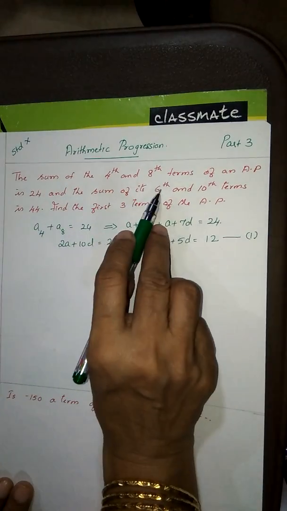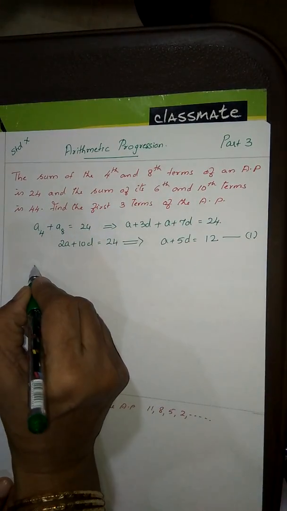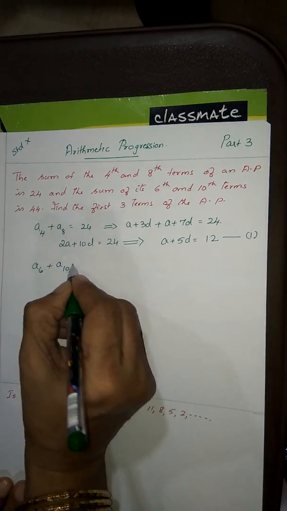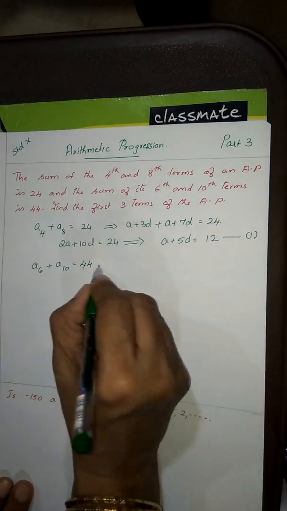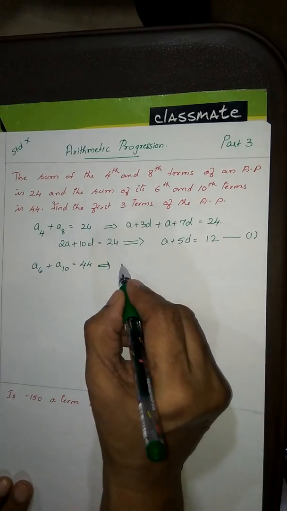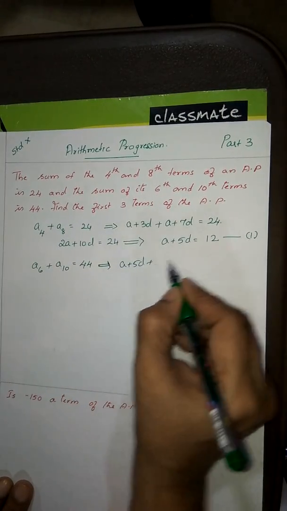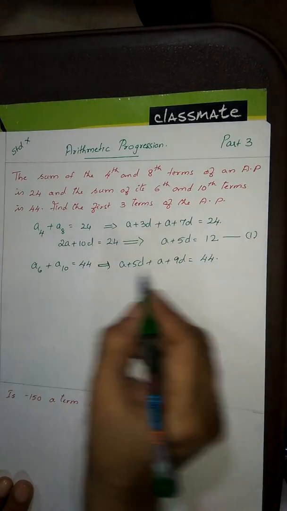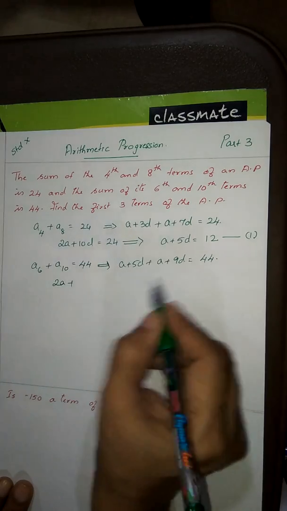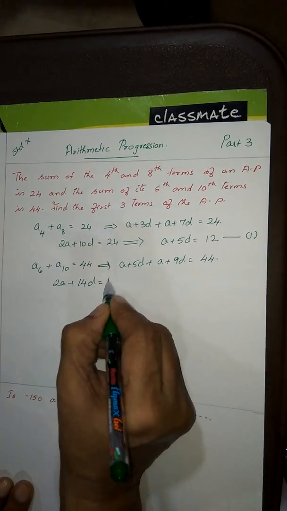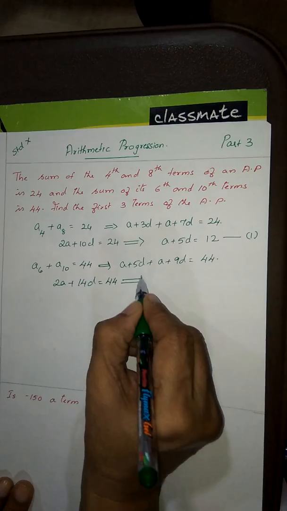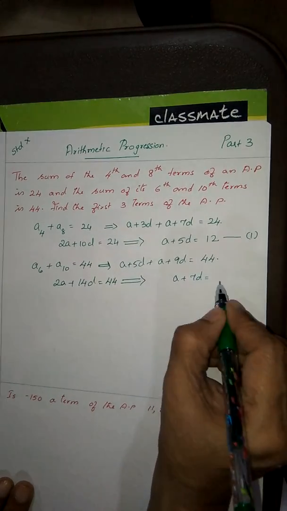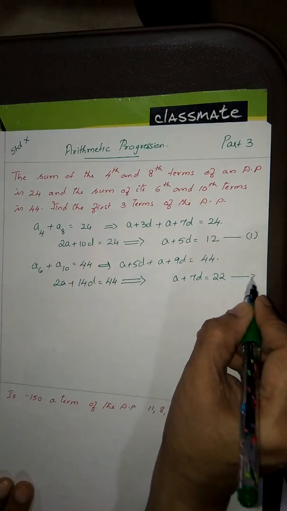Now we have sum of its 6th and 10th terms. Similarly, we will write A6 plus A10 is equal to 44. Again, we will write the similar way. A plus 5D plus A plus 9D is equal to 44. That is 2A plus 14D is equal to 44, from which you get A plus 7D is equal to 22.